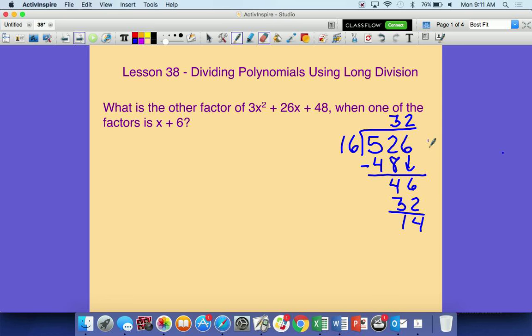Now we don't have anything else to bring down. As you guys know, we could always put a decimal point and a 0. We're not interested in that. We would much rather have an exact answer, which in this case means just writing it as a fraction. So what we would do then is we would have this 14, this would become our numerator. So the 14 would go up on the top, and our 16 would go down on the bottom.